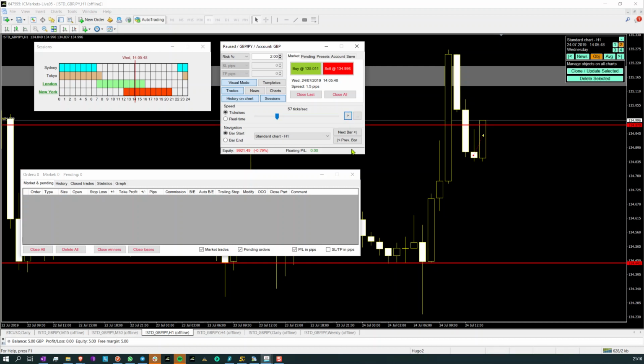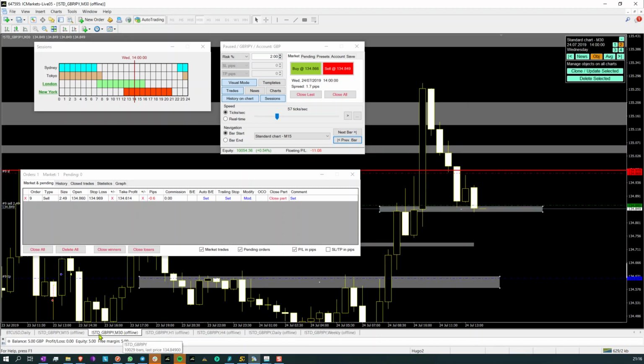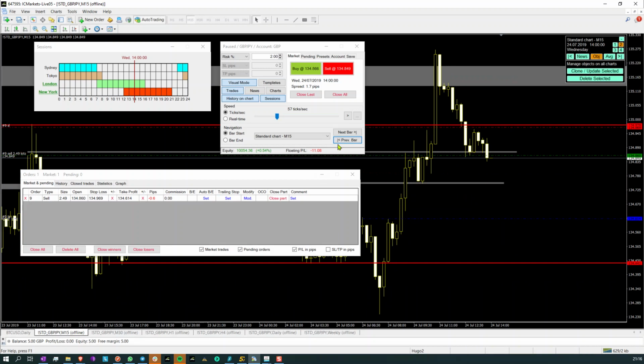Okay, so I'm going to the previous bar on the M15. Previous bar. No, this one. Come on, man. Don't. So I'm closing that in there, something like this. Okay, I'm closing the trade here.